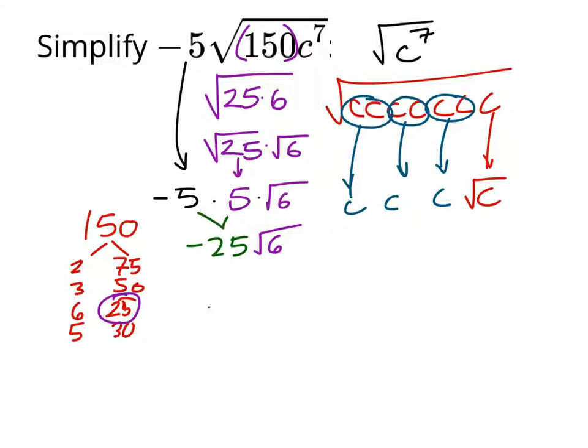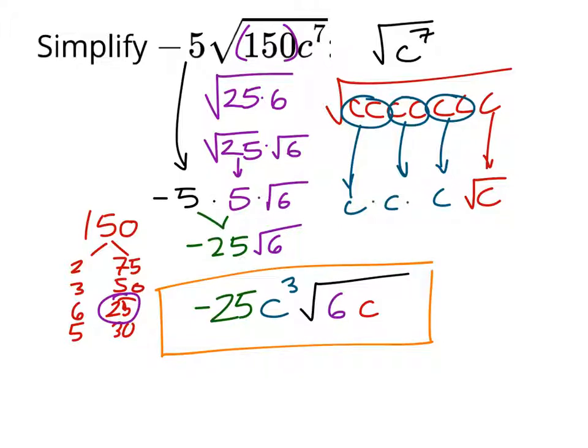So to finalize this, I've got a negative 25. I've got some c's. How many do I have? 3 of them, so c to the power of 3. And it is an exponent because they're all being multiplied together. But then I've got square roots. I've got the square root of 6, and I've got the square root of c. So I kind of skipped a step right there. Hope that wasn't a problem. And this is fully simplified now.